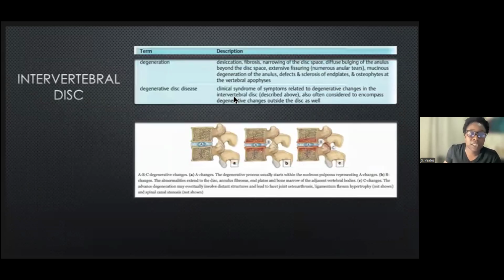Then, as I mentioned last week, we have degenerative disc disease. Degenerative disc disease is a clinical syndrome of symptoms, particularly desiccation, fibrosis, narrowing of the disc space, etc., that leads to radiculopathy and the changes that we would see, the symptoms that patients usually present to our clinic with.